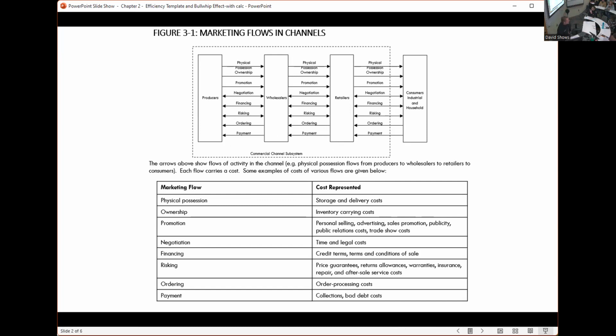Two concepts that we've been talking about. First is that marketing flows and channels. That's the basic thing that you get out of this particular class. But the next is, and it's important once again, you have to say it over and over again, that everything carries a cost. And that's what that next particular slide is about.